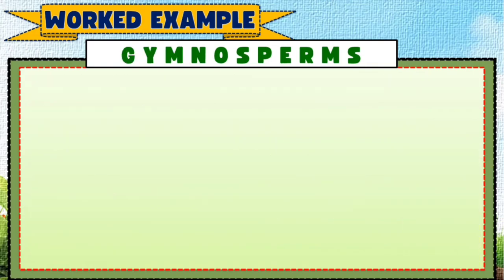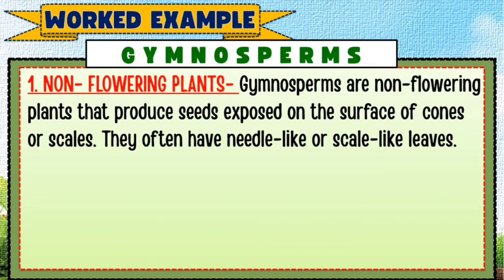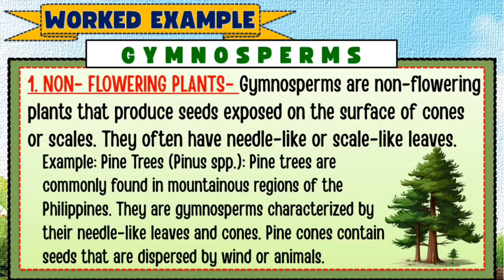Next, let's now proceed to gymnosperms. These are non-flowering plants. Gymnosperms are non-flowering plants that produce seeds exposed on the surface of cones or scales. They often have needle-like or scale-like leaves. Example, pine trees. Its scientific name is Pinus insularis.